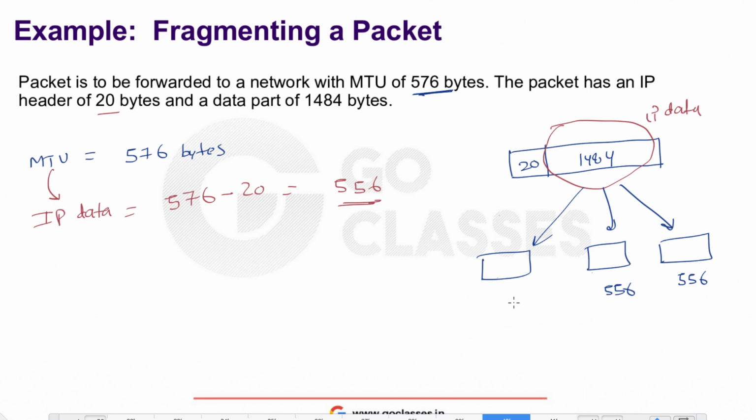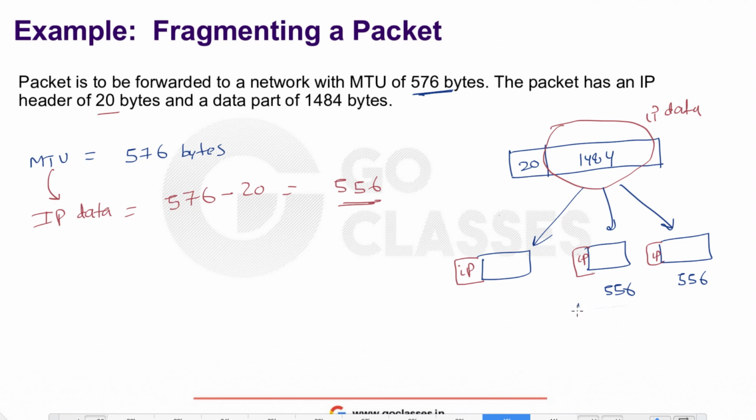Now, there are two or three points that I want to bring to your notice. One is that the IP header is not included in the 556. You need to deal in the data. This is the IP data that you have to divide into three parts such that each part contains not more than 556. Once you divide, each fragment will separately have an IP header. So this is the IP header of each fragment, which is 20 bytes. Once you add that, the total will be 576, which is equal to the MTU, or at least not more than the MTU, right?